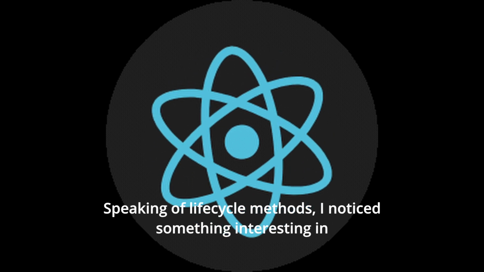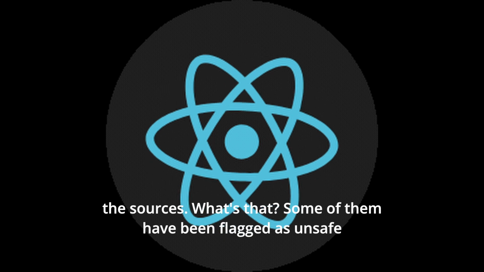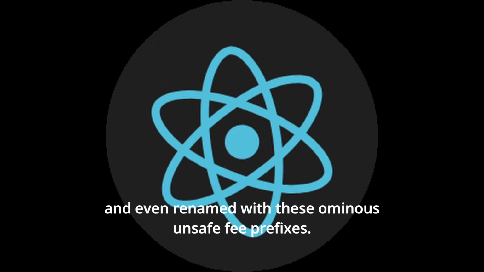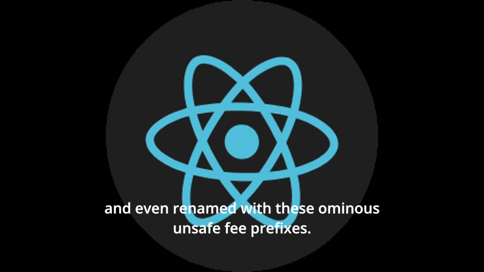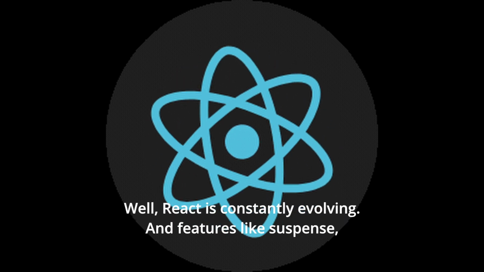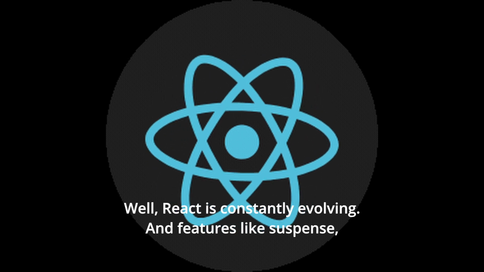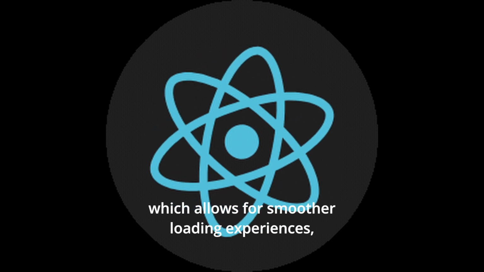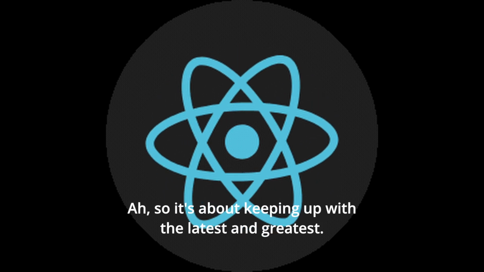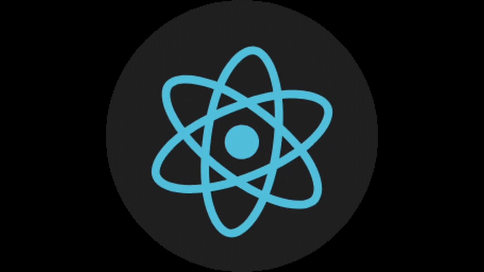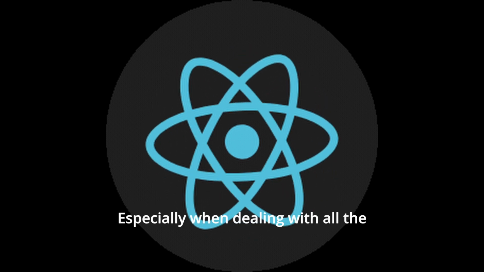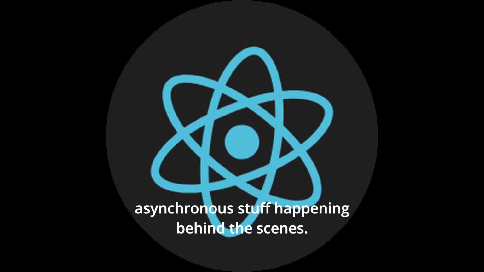Speaking of lifecycle methods, I noticed something interesting in the sources. What's that? Some of them have been flagged as unsafe and even renamed with these ominous unsafe prefixes. Oh, yeah. What's the story there? Well, React is constantly evolving, and features like Suspense, which allows for smoother loading experiences, can clash with those older lifecycle methods. So it's about keeping up with the latest and greatest. It is. Relying on those unsafe methods could lead to unexpected behavior, especially when dealing with all the asynchronous stuff happening behind the scenes.